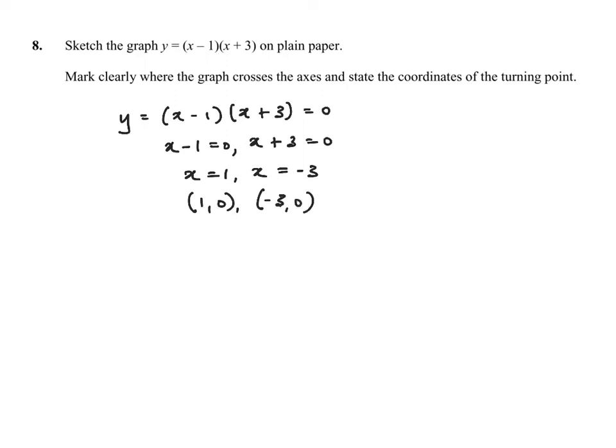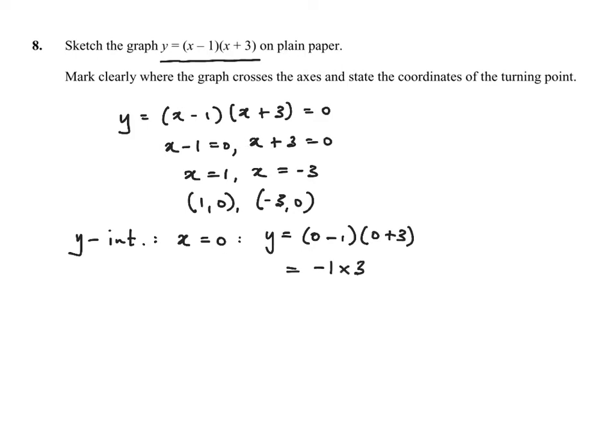To get the y-intercept, I'll set x equal to 0. So if we go to this equation here, replace x with the value 0, it's y equals 0 minus 1, 0 plus 3. 0 minus 1 is minus 1, 0 plus 3 is 3, so it's minus 1 times 3, which is minus 3. So the y-intercept is at (0, minus 3).